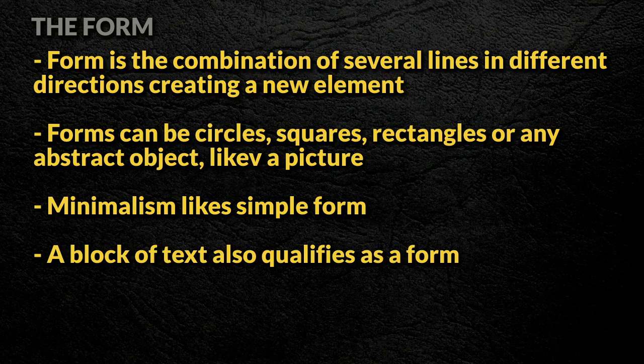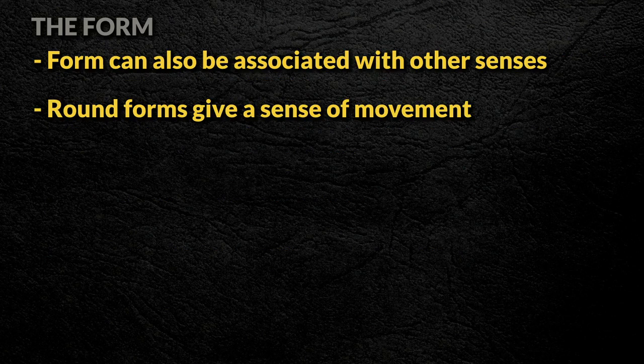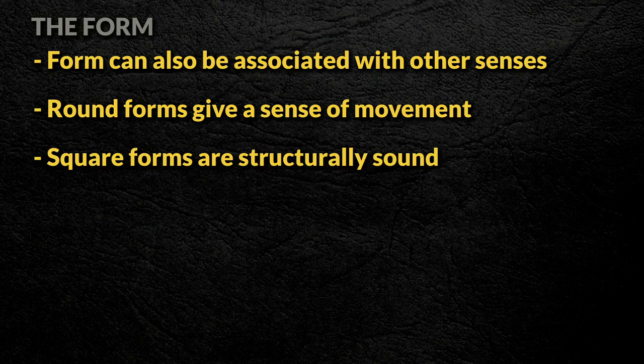And a form doesn't have to be obvious. A block of justified text can easily be seen as a rectangle. Just like lines, forms can also be associated in our mind with different senses. Circles are associated with nature and movement, while squares and triangles can be seen as a more basic, structurally sound design.